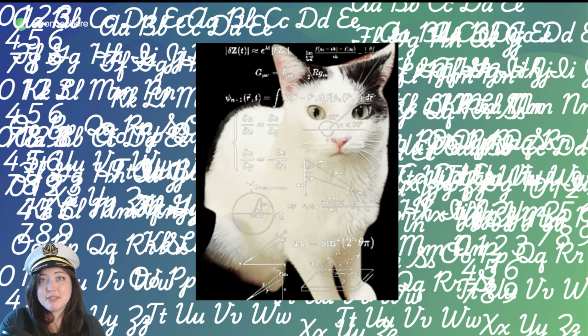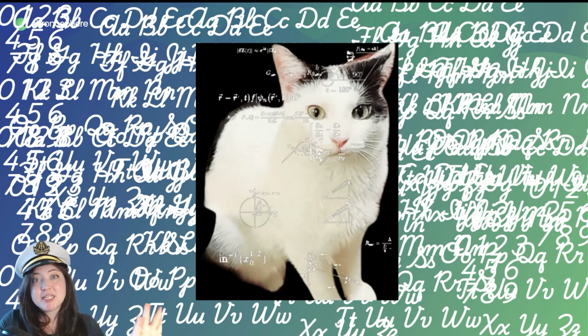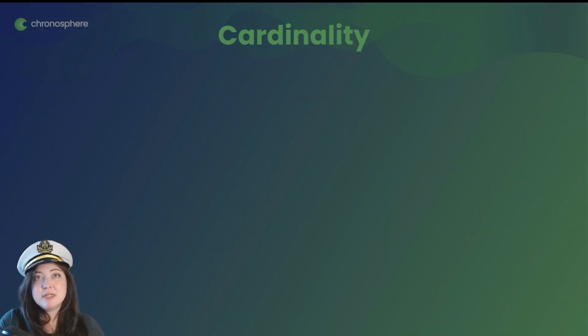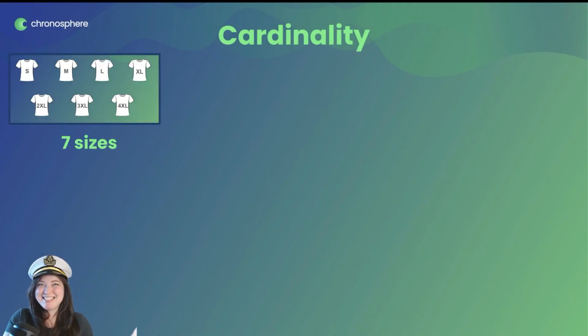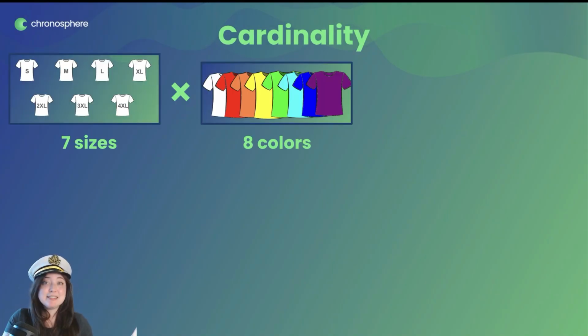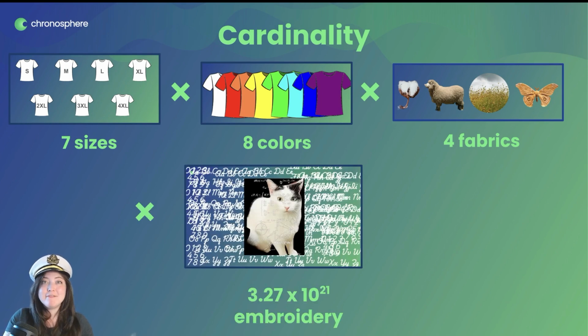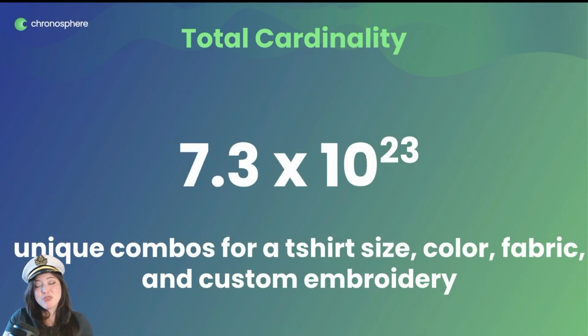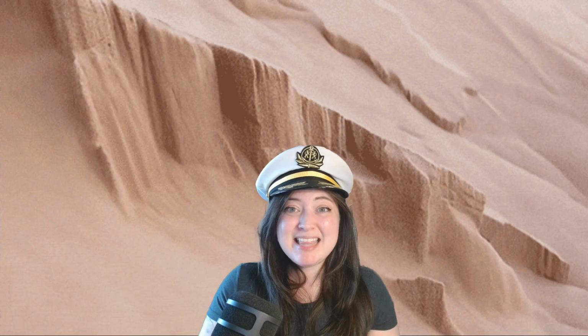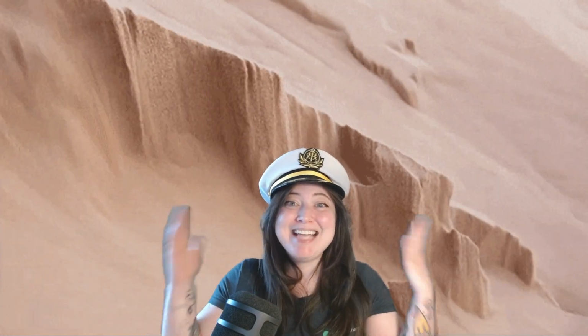Now we've got to calculate the total cardinality across all of our t-shirt configurations. So, 7 sizes times 8 colors times 4 fabrics times 3.3 times 10 to the 21st options for embroidery gives us 7.3 times 10 to the 23rd as our total cardinality for our t-shirt dataset. That is more than grains of sand on the earth. That is a lot of options.